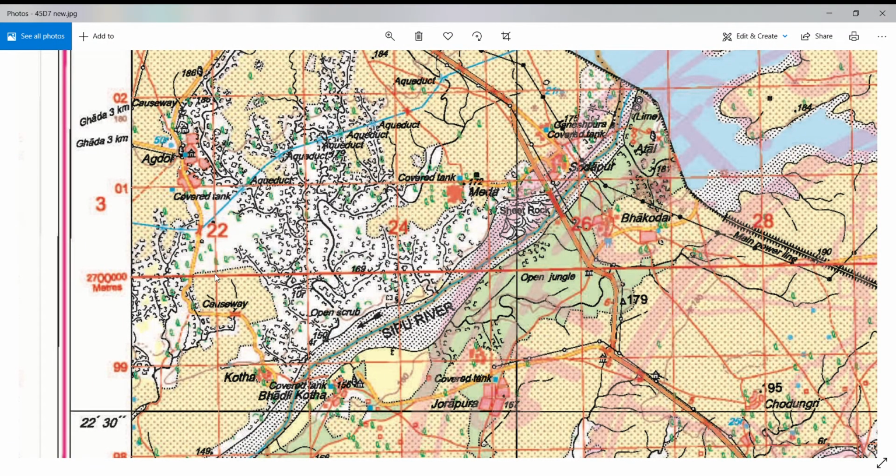Hi girls, I am giving you a solution of the topo sheet that you have done today. I am showing you with the help of a video so that you can understand easily what mistake you have made and how to do it. The first question was, what is the six-figure grid reference of triangulated height 179?